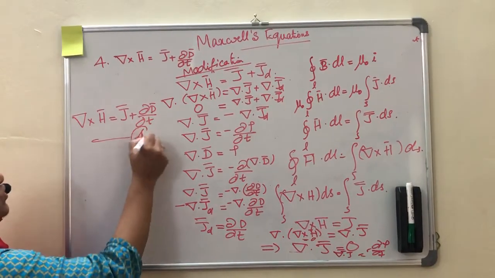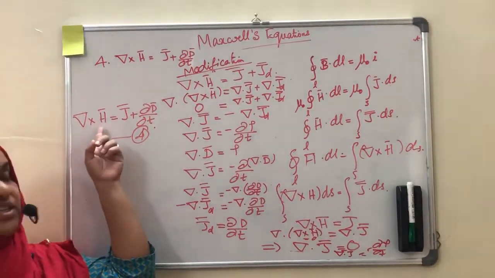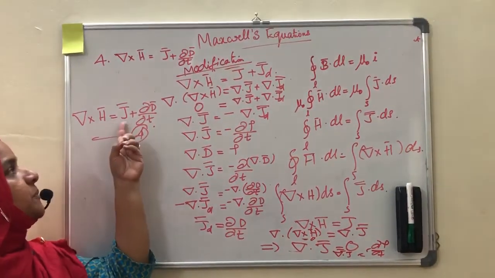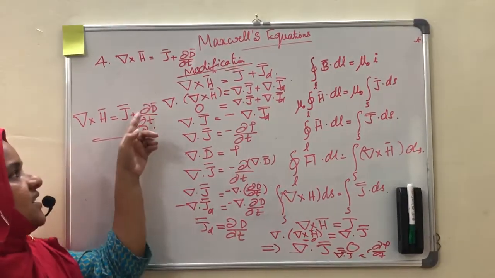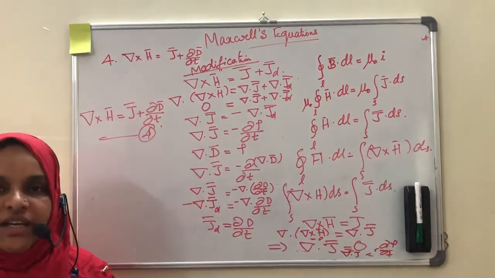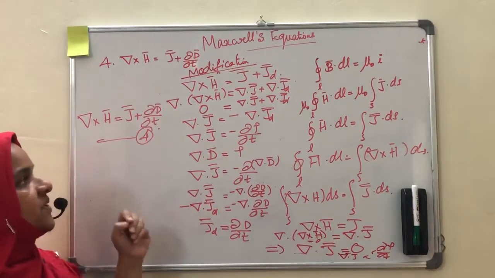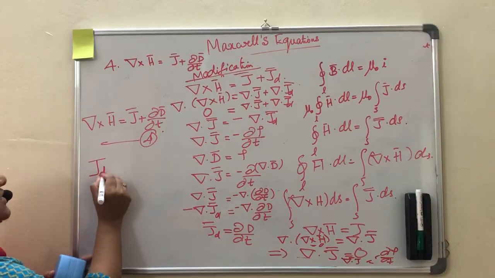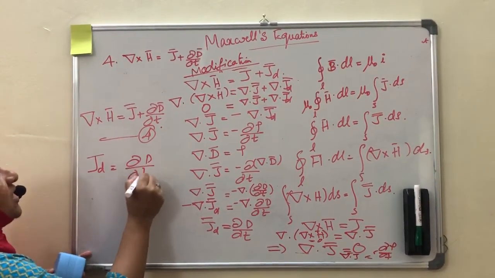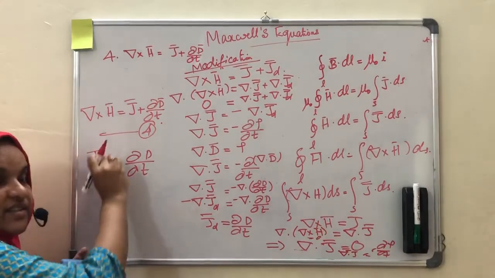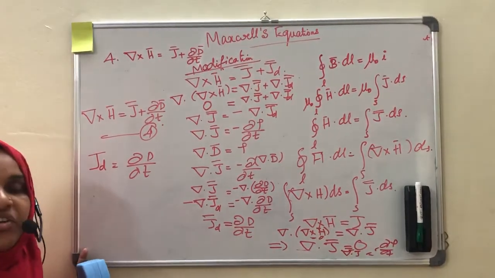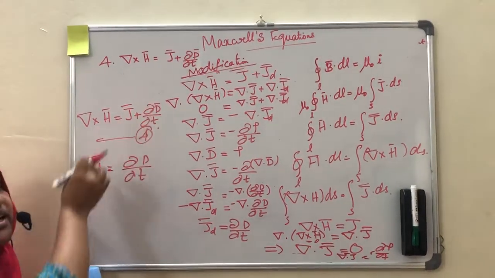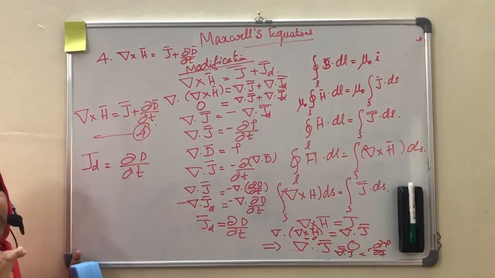This is the fourth Maxwell's equation, where del cross H is equal to J plus dou D by dou T, where H is the magnetic field vector, J is the conduction current density, and D is the electric displacement. Dou D by dou T is equal to JD, the displacement current density, which is simply a time varying electric field. It is nothing but a time varying electric field. This J is the conduction current density, which is the current per unit area.